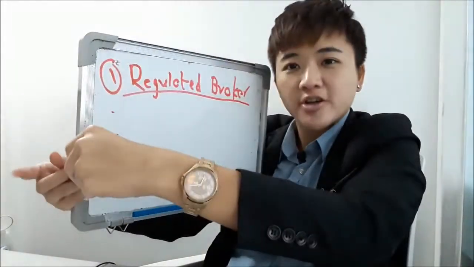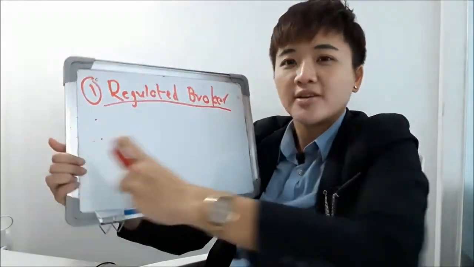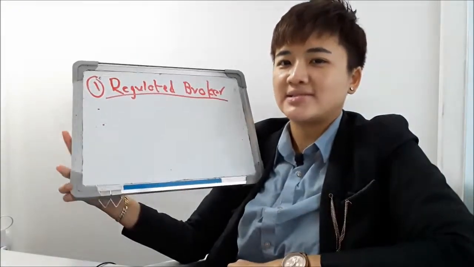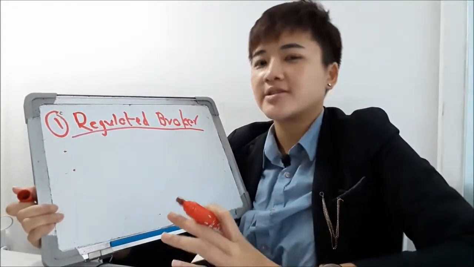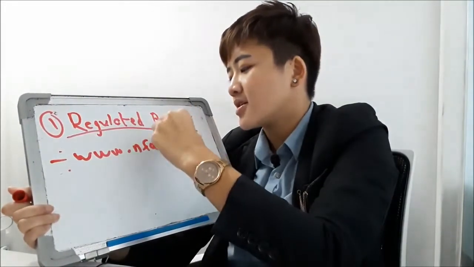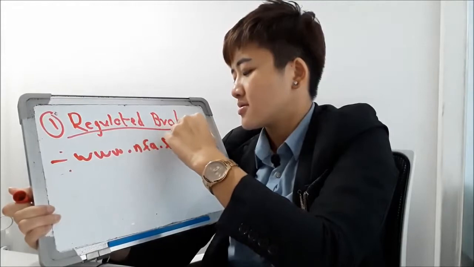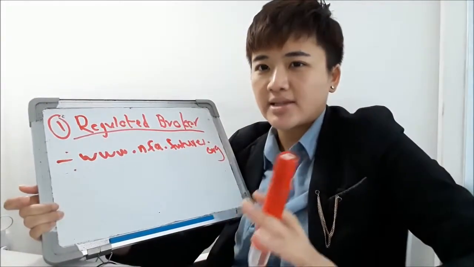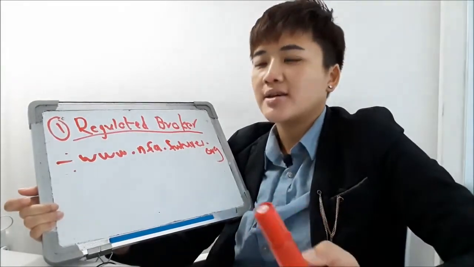I would feel more secure because it's very hard for a broker to be regulated by the Singapore authority, which is MAS. So if you want to check whether your broker is regulated or not, one of the websites that you can go to is nfa.futures.org, or just go to Google and then just type in NFA and then you can find the website.